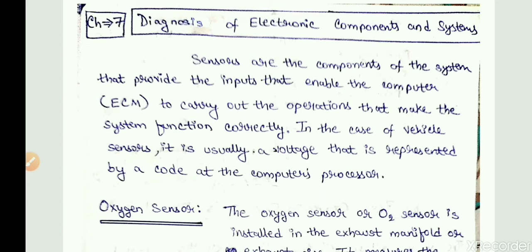Okay, so in the case of vehicle sensor, it is usually a voltage that is represented by a code at the computer's processor. That means the sensors are sending the signal through voltage operation. That means high voltage, low voltage, moderate voltage, and they also represent a code in it to the computer's processor, which receives the signal and sends the signals to the actuator to operate it.